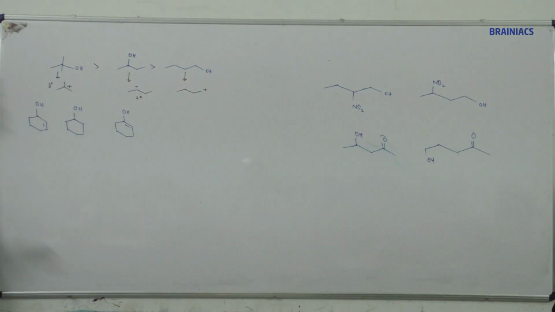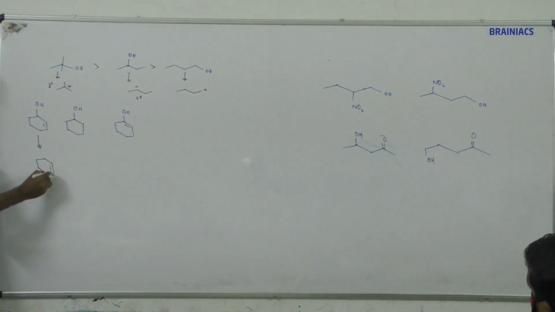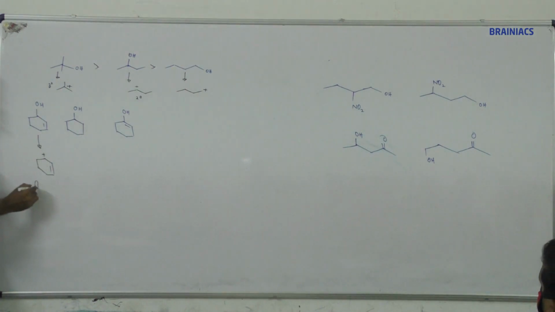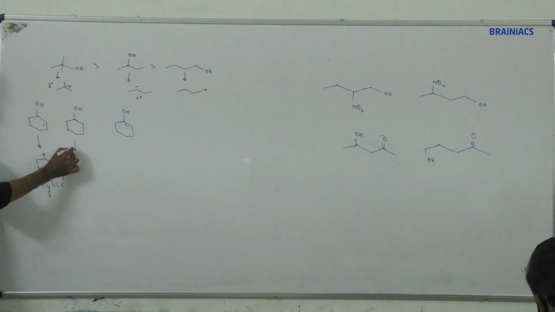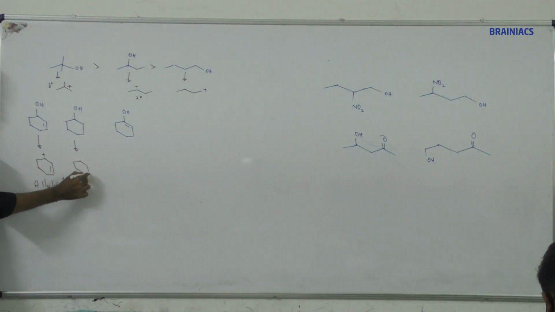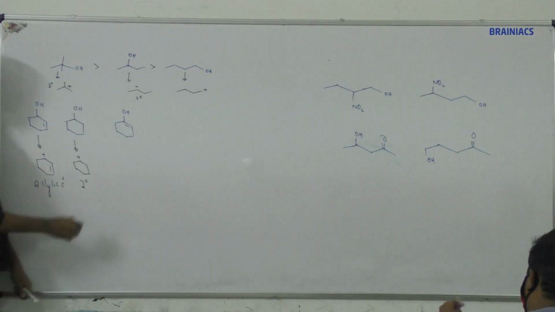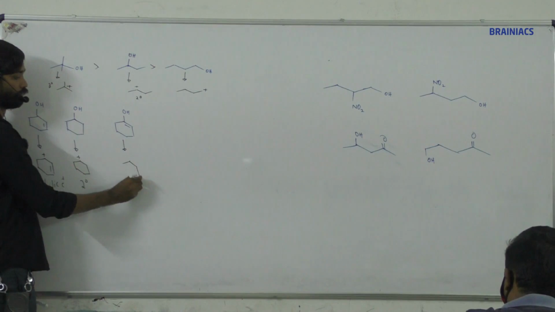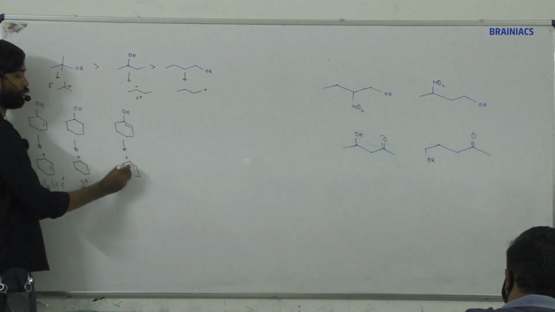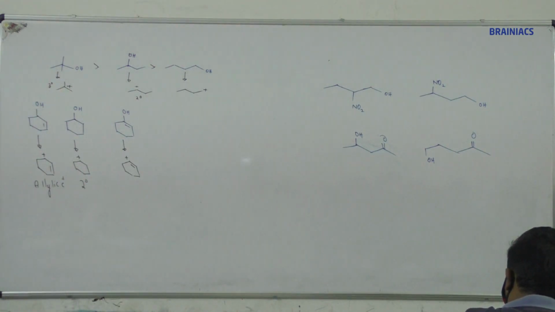What about the next? It can be on the basis of the stability of the carbocation or of the alkene. First one, what about the carbocation formed? That's an allylic carbocation. Agreed. The second one is a simple secondary alkyl carbocation. The third one is a vinyl carbocation. Vinyl carbocations are relatively unstable.